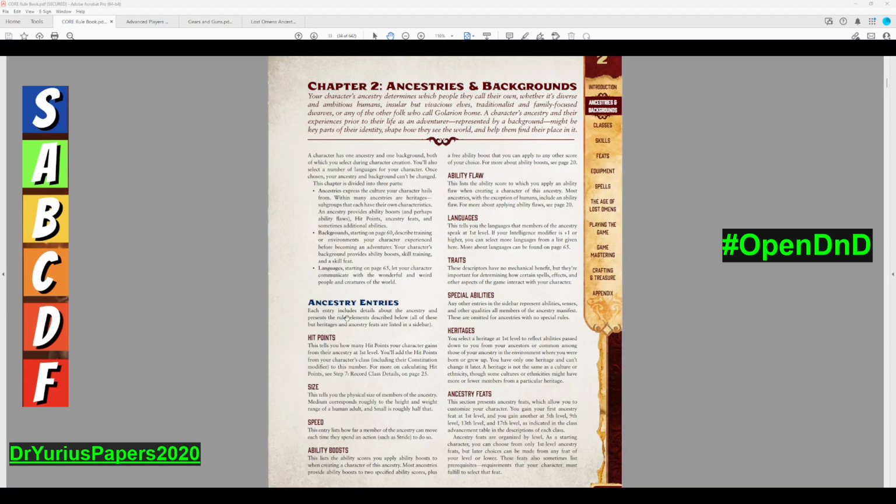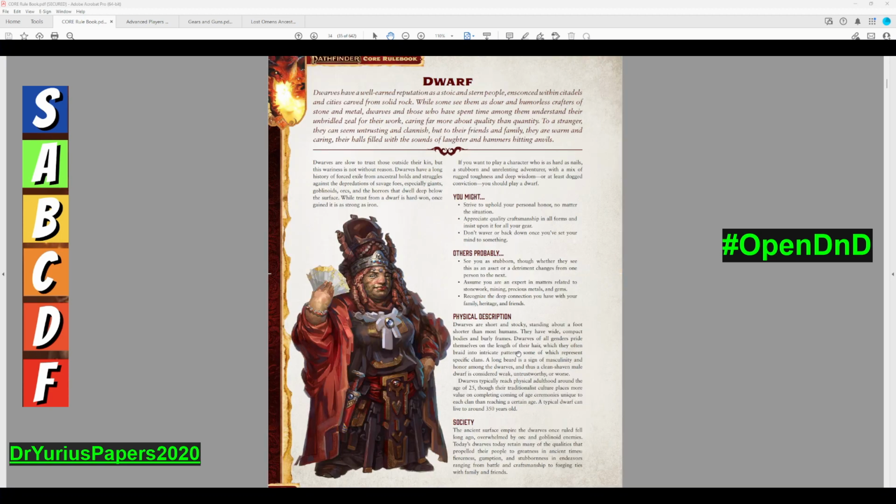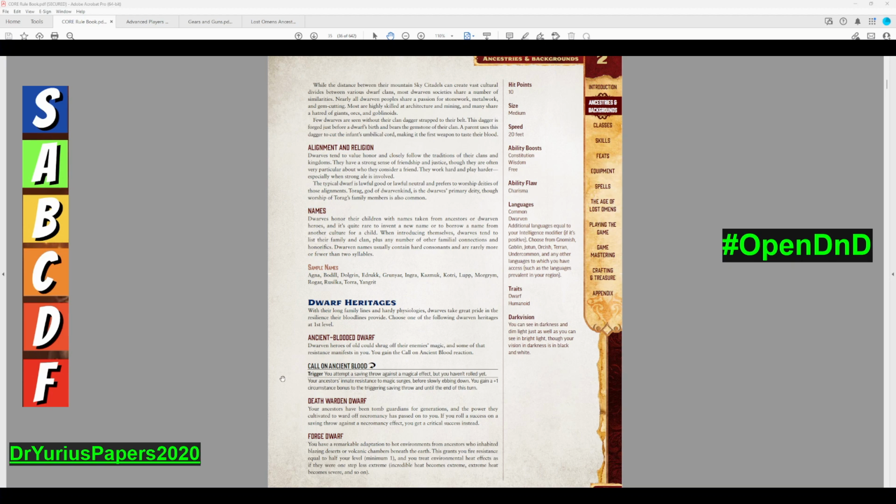So if we look back here, it says heritage. You select a heritage at first level to reflect abilities passed down to you from your ancestors or common among those of your ancestry in the environment where you were born or grew up. So almost think of it as certain genetic traits. A heritage is not the same as a culture or an ethnicity, though some cultures or ethnicities might have few or more members of a particular heritage. Mechanically, you get things automatically if you are a specific ancestry, and then automatically if you are a specific heritage of that ancestry.